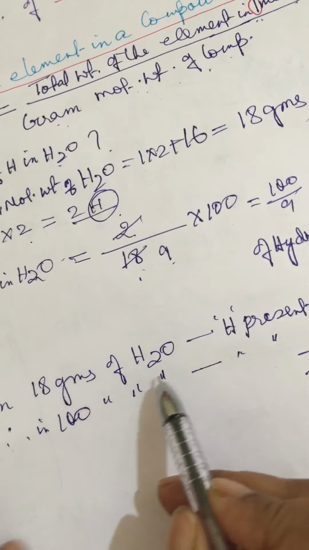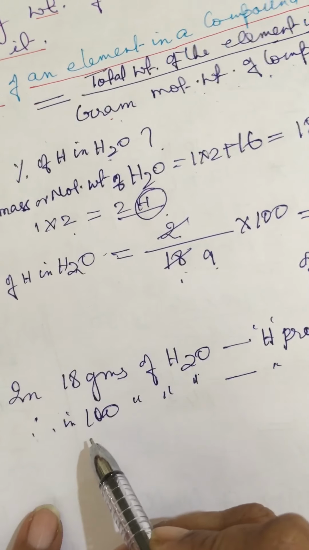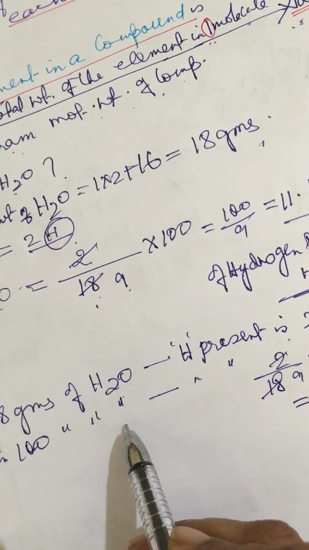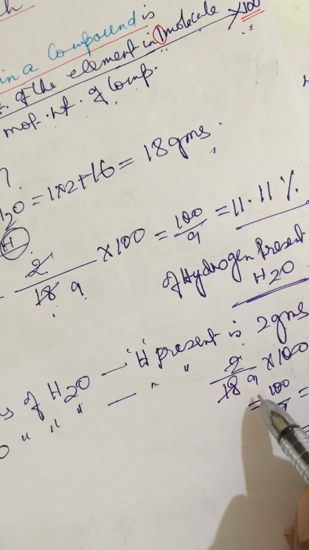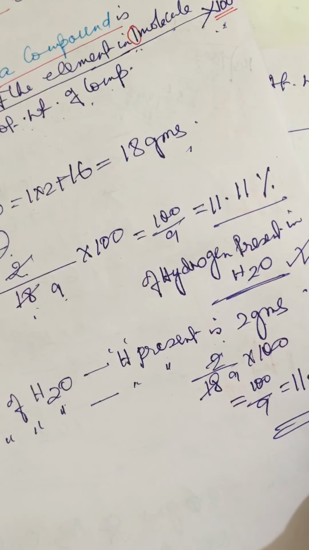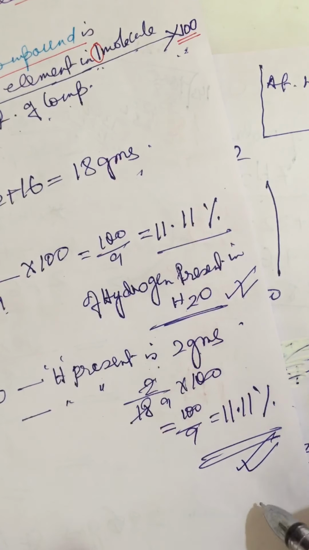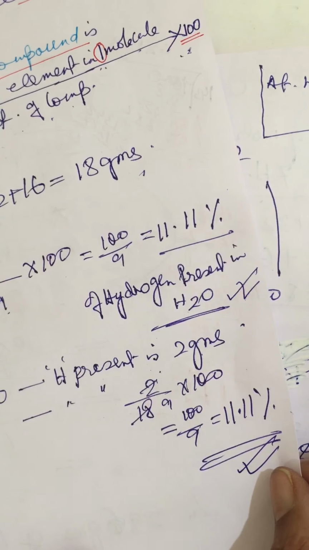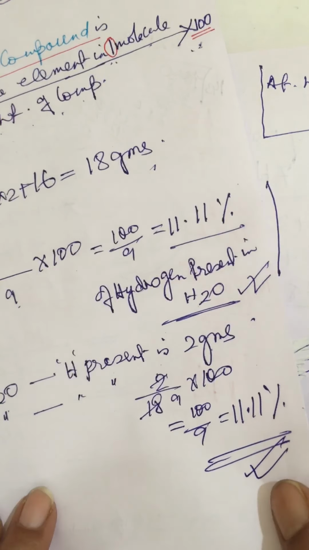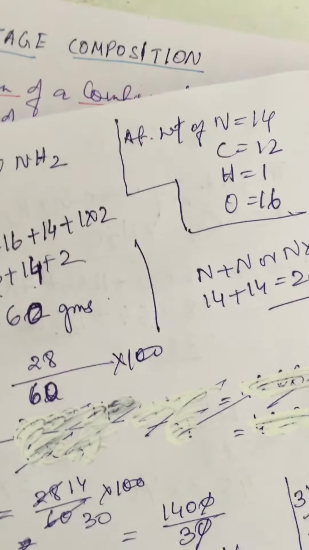So in 18 grams of water, hydrogen present is 2 grams. Therefore, in 100 grams of water, hydrogen present is 2 by 18 into 100, which will again be 100 by 9, which is 11.11%. This will be a very comfortable alternative method. Correct.